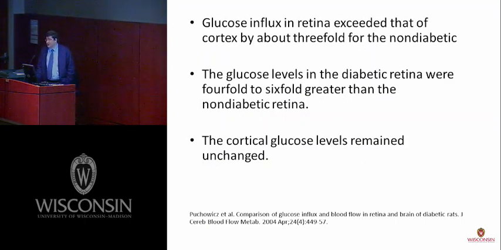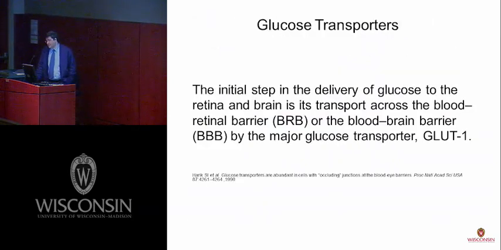tissue from the brain and the retina, and we calculate the amount of glucose in the retina and the brain, the amount of glucose in the retina is threefold more in the non-diabetic retina compared to the brain. If we induce diabetes in the rat and then inject the radioactive glucose, the concentration of glucose in the retina is 4 to 6-fold more in the diabetic retina compared to the non-diabetic retina. At the same time, the glucose level in the cortex remains unchanged.